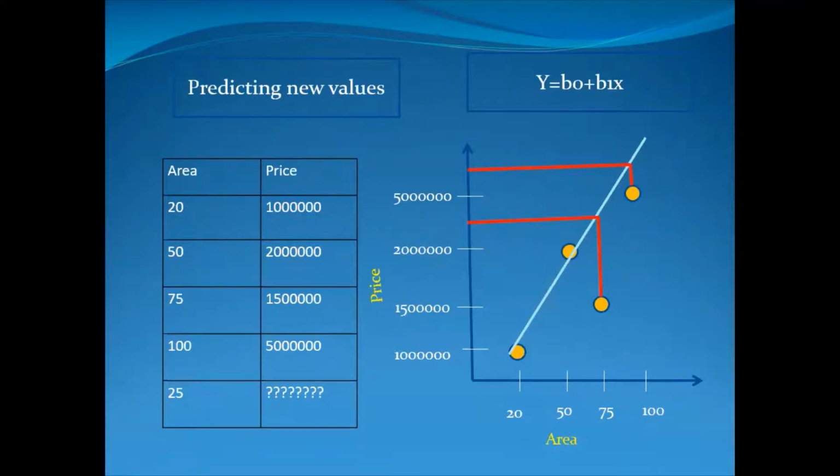Let's look at predicting new values. We want to buy a house of area equal to 25. The seller is charging around 12 lakhs. Let's see what the model has to predict. Yes, it is below 15 lakhs. So it is around 12 lakhs only. So we can go ahead and think of buying the house. This is how we predict using the model.